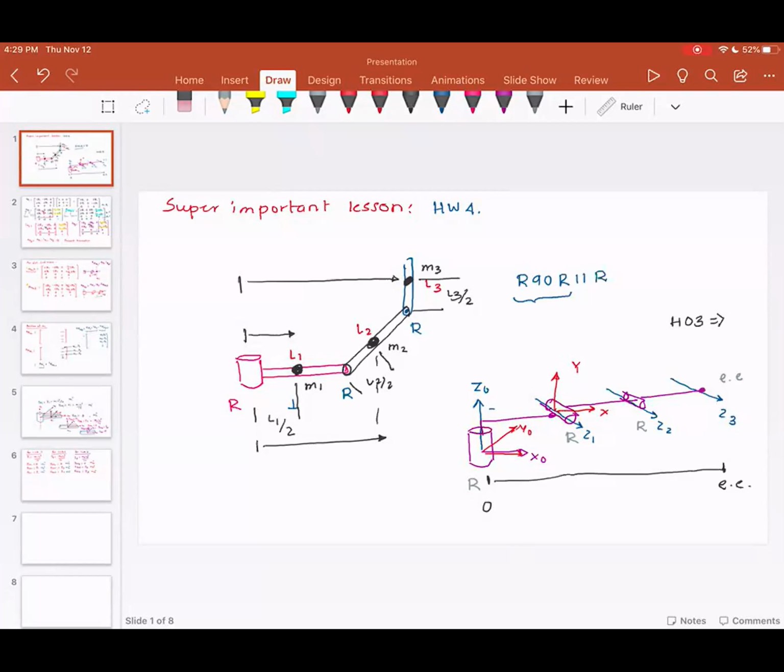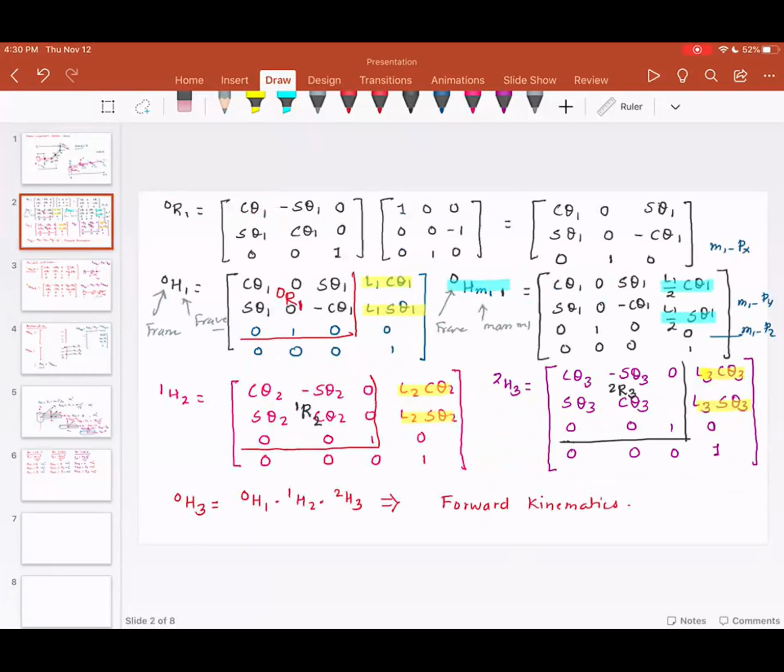Okay, welcome to Robotics 1. We have been talking about how to solve homework 4, and in the last lesson, we talked about how to find out the rotation matrices 0R1, how to find out the homogeneous transformation matrix 0H1.